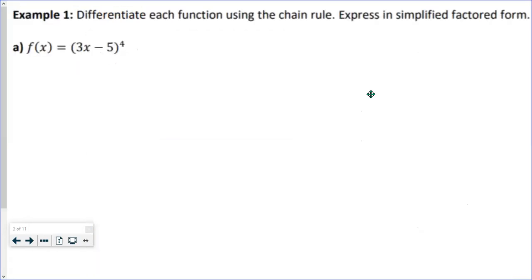Okay, so we're going to start off with this particular example. f of x is equal to (3x minus 5) to the power of 4. I want everyone to take a second and think about how you would tackle this question normally, so we can compare it with the chain rule.